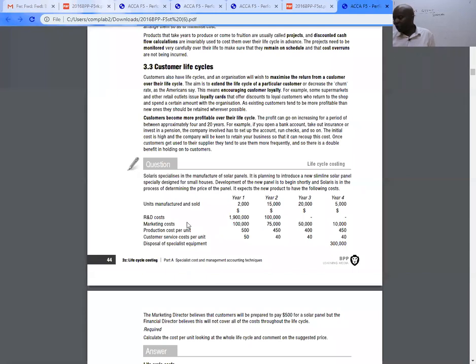How about marketing cost? The same. Marketing cost, what I'm supposed to do is to come and add all marketing cost here for all the years. 100,000, 75,000, 50,000 plus 10,000. Can a good student give me the total lump sum figure of marketing cost? Could you kindly give me an answer?